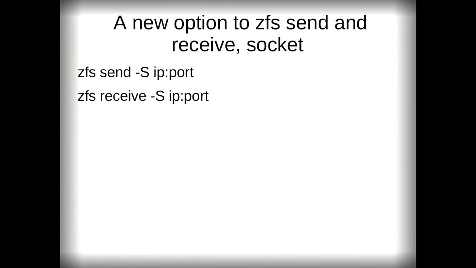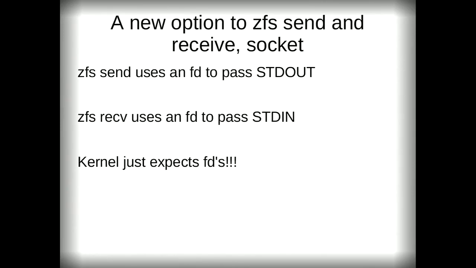Simply use a socket to connect ZFS send to ZFS receive. Instead of using a pipe out to standard out and a pipe in from standard in, the in-kernel ZFS code actually just wants a file descriptor. That's all it cares about. And to it, a pipe looks the same as a socket does. It could care less. This eliminates all of the user land code, all of the copy in, all of the copy out, all of the buffering that occurs due to that copy in and copy out.